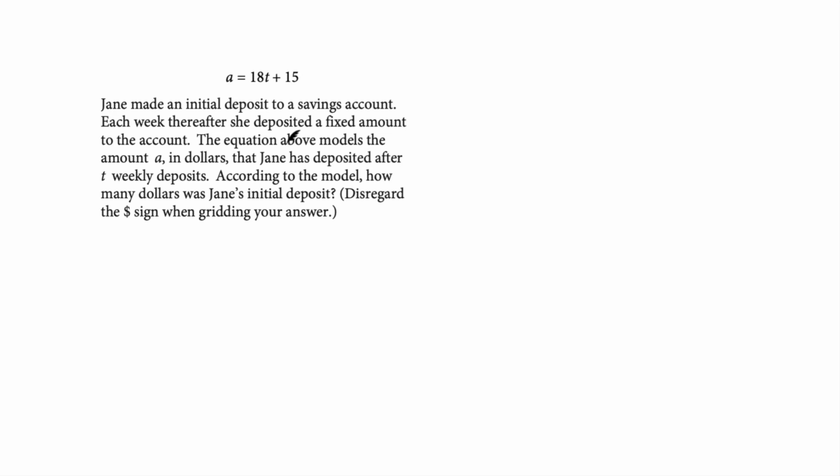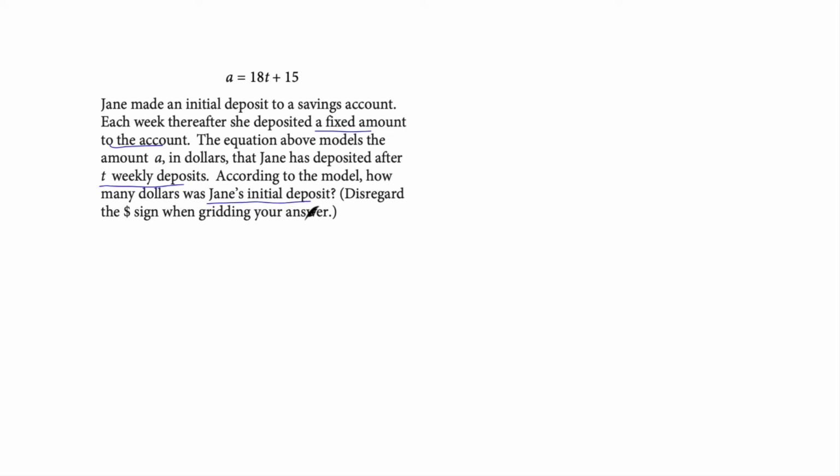Let's evaluate this question. Jane made an initial deposit to a savings account. Each week thereafter, she deposited a fixed amount to the account. Okay. The equation above models the amount A in dollars Jane has deposited after T weekly deposits. According to the model, how many dollars was Jane's initial deposit? Disregard the dollar sign when grading your answer. Now, this is a very simple question.